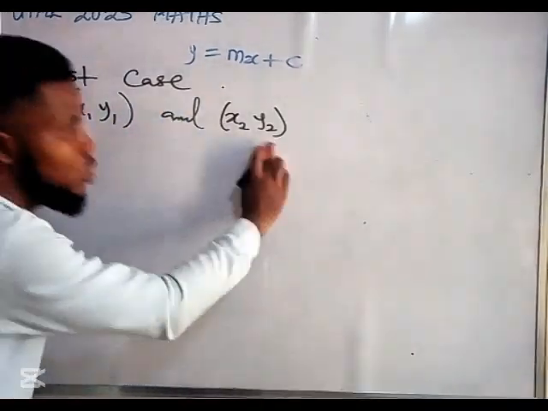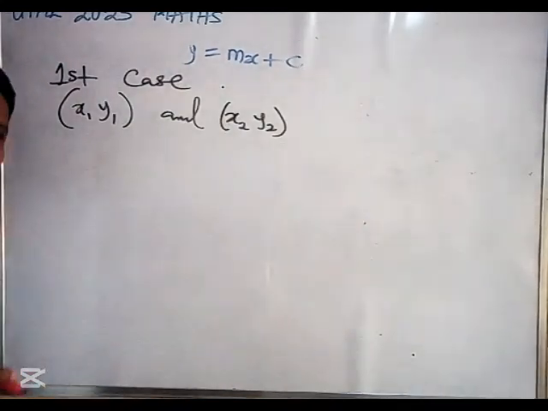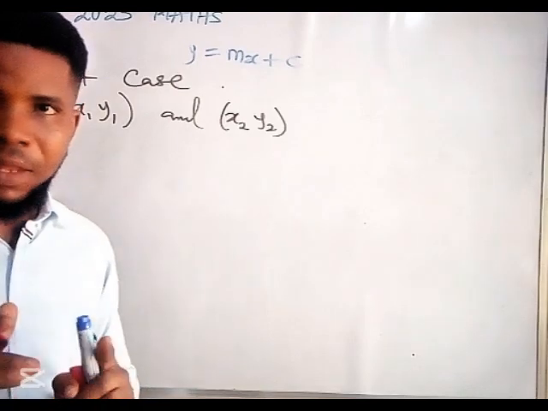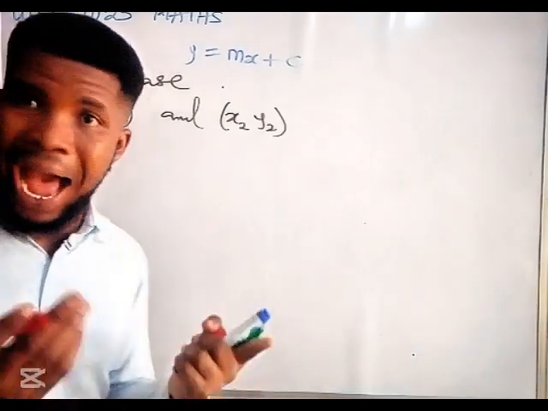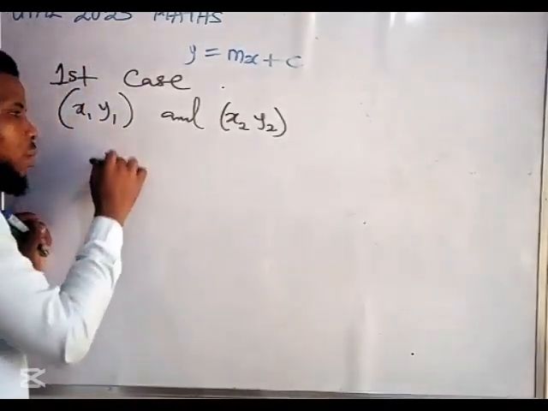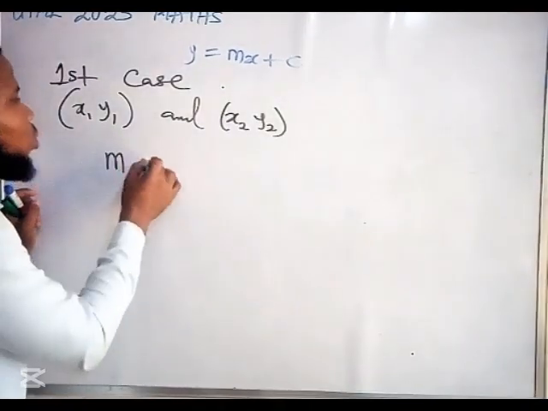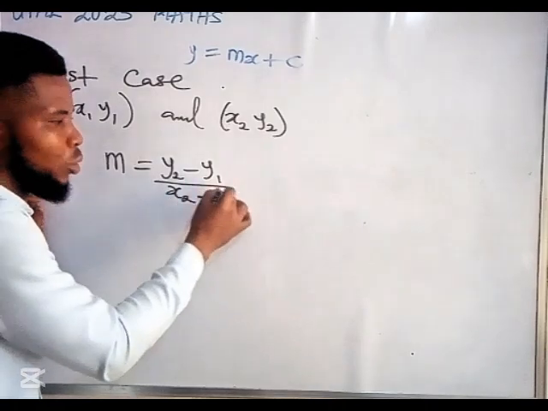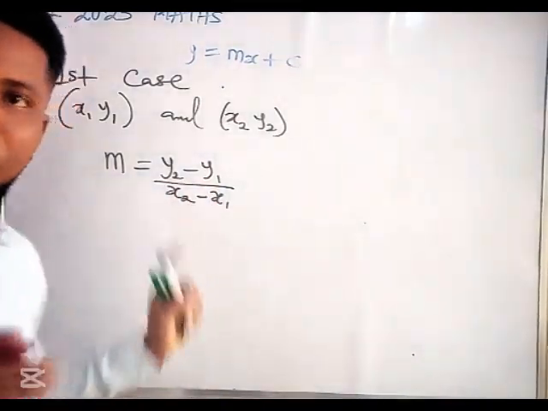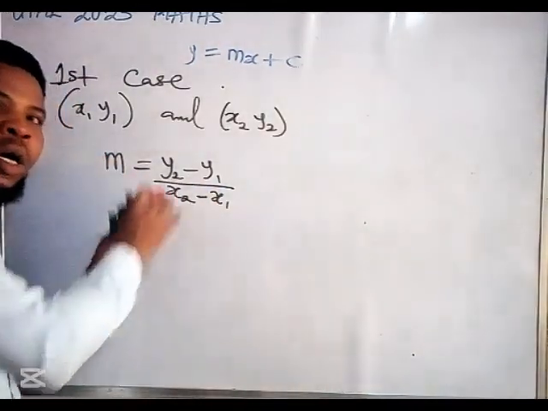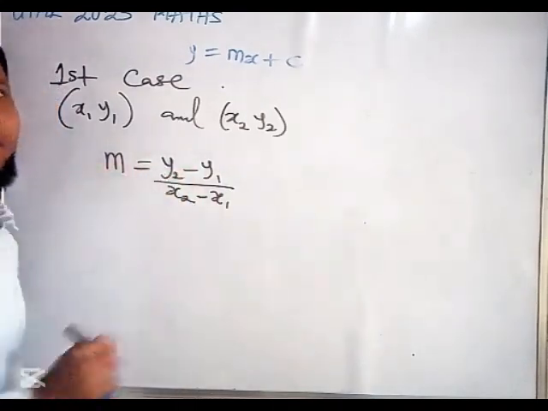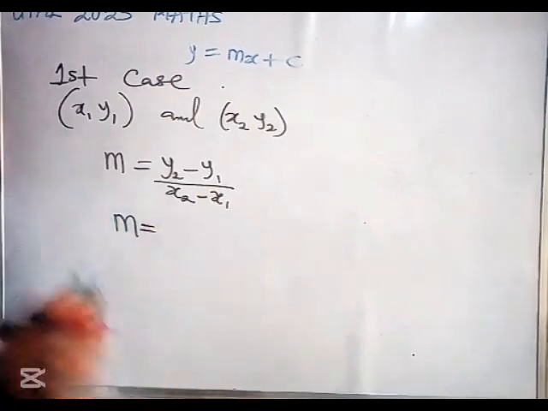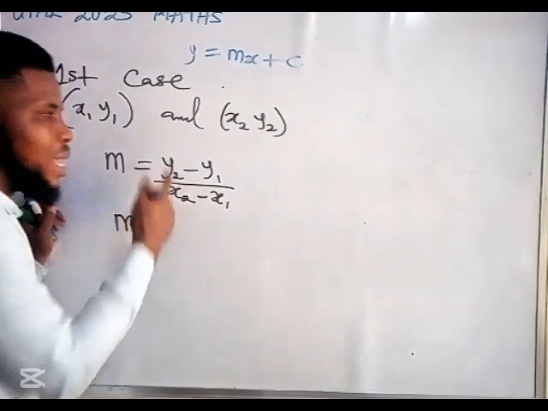The first thing is to get the slope. Why? Because the equation of the line is a function of the slope. We all know that the slope, let me use m, is y2 minus y1 over x2 minus x1, as I indicated in my previous video. The equation of this line is a function of this formula. So if I have my slope, to get the equation of this line, I will just make any of them unknown.